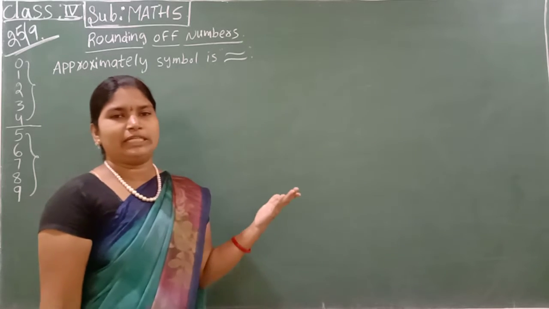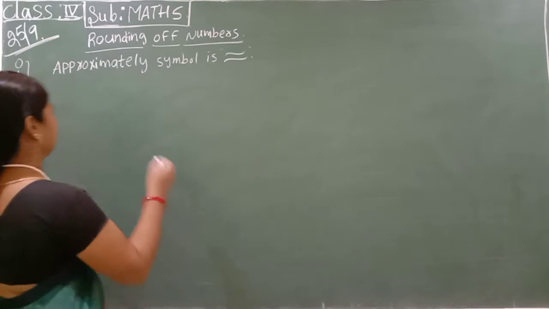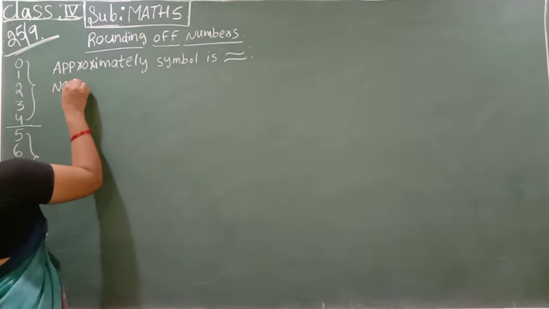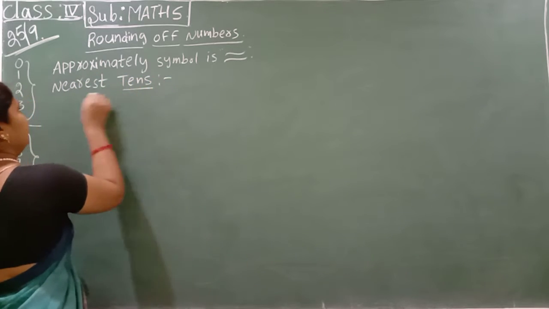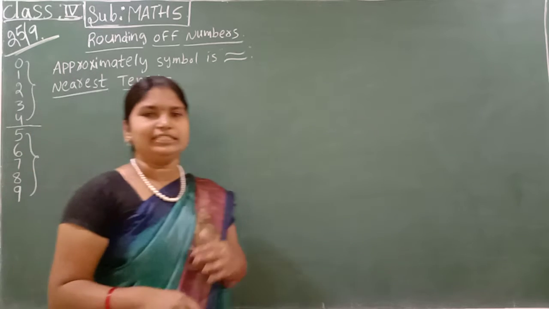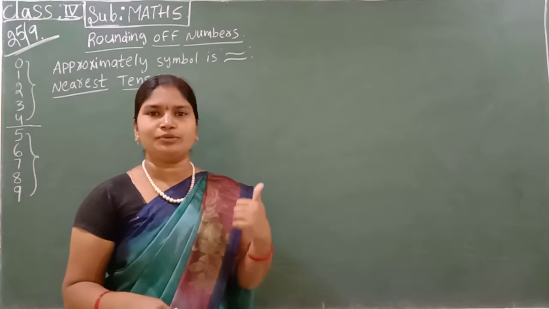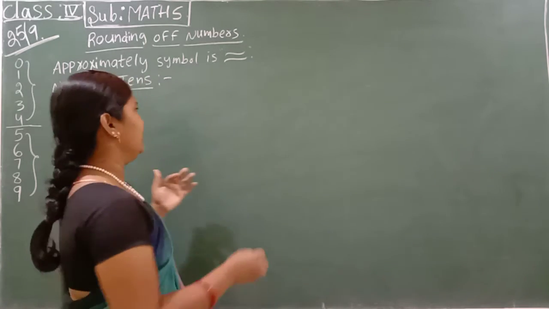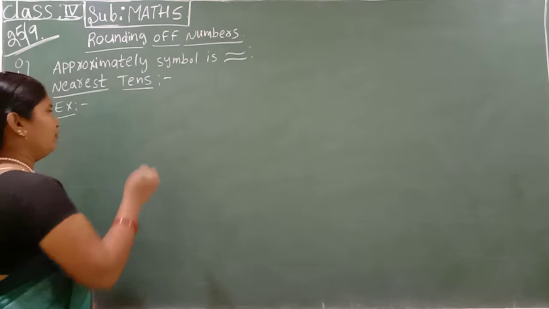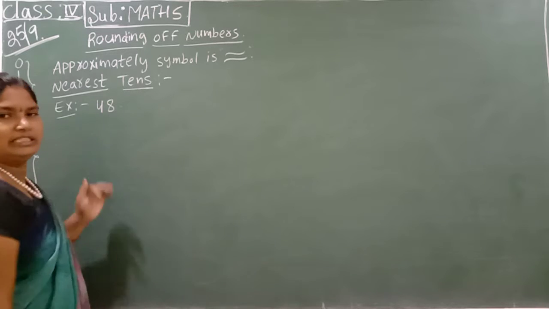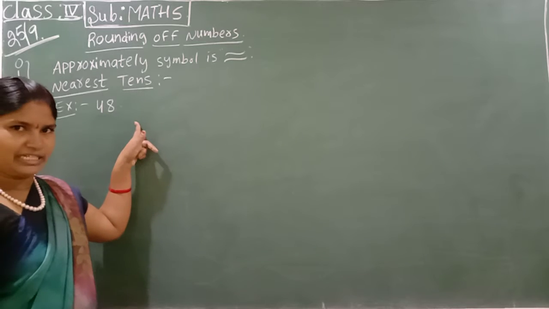Now we want to find the rounding of numbers. First, nearest tens. We want the nearest tens. How do we have to select? First, I am taking one example question: 48. We want 48 to the nearest tens.